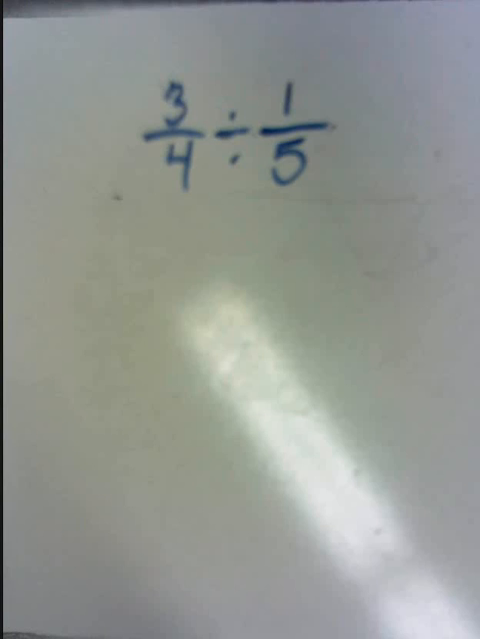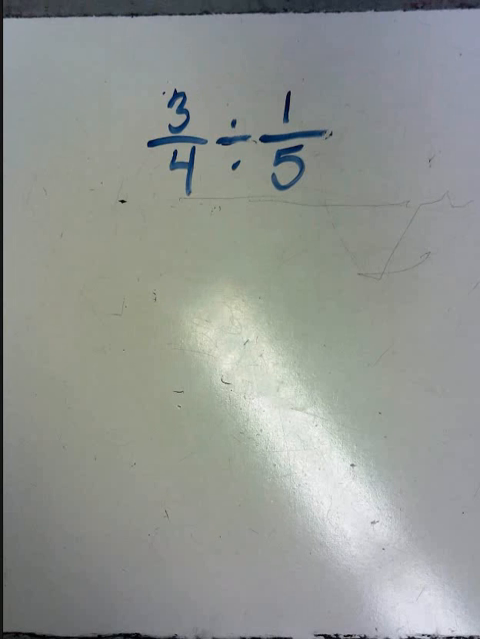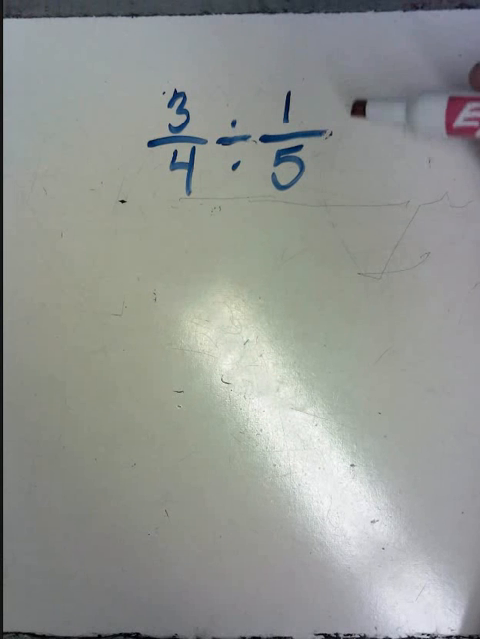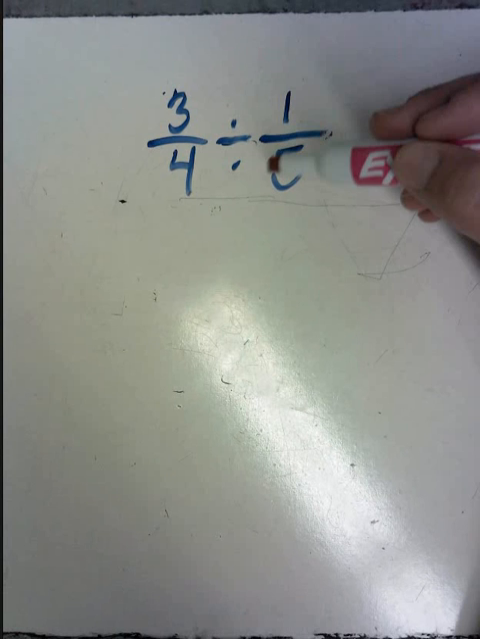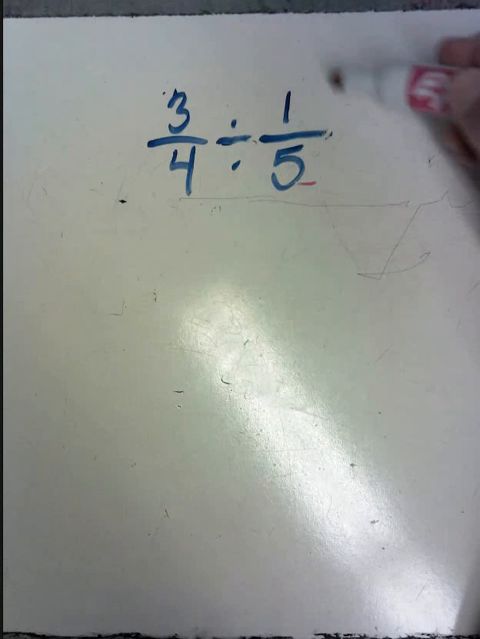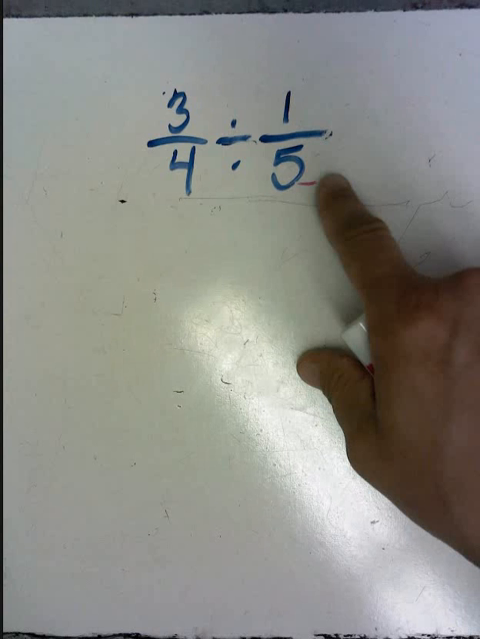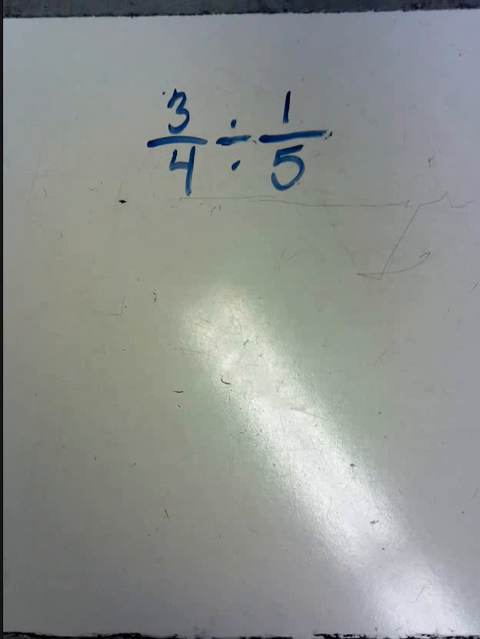I have 3/4 divided by 1/5. In other words, I want to know how many groups of 1/5 I can get out of 3/4. Now, you notice the denominator is different, so that can be a bit difficult when you're trying to draw a model. What I'm going to do is start with the model first. I'm going to solve this using keep, change, because I feel like most of you are comfortable with that. So I have 3/4 divided by 1/5.